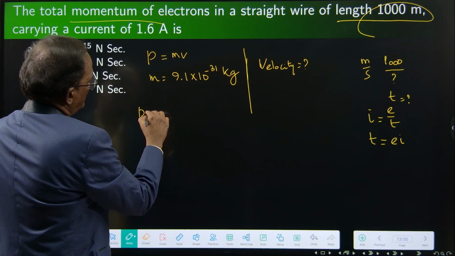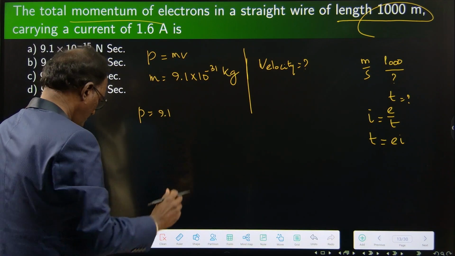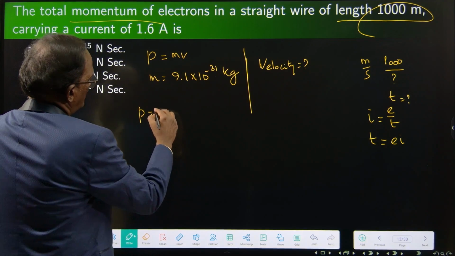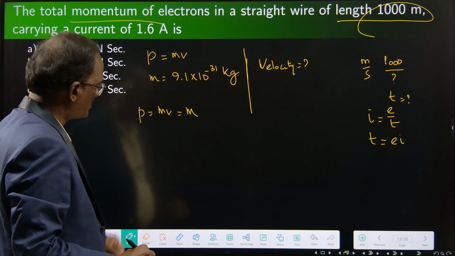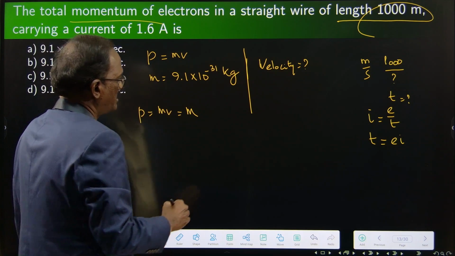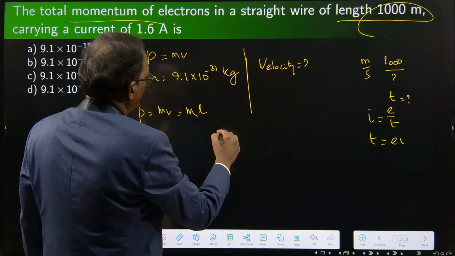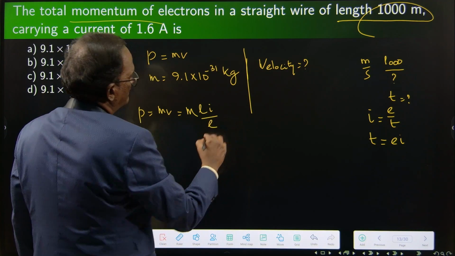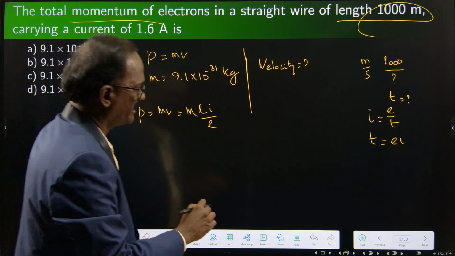P is equal to mass times velocity. Let me write the formula first. Mass times velocity: mass is available, velocity is L by T, and L is available. Instead of T, we have E by I. So this is I by E, T is equal to E by I.